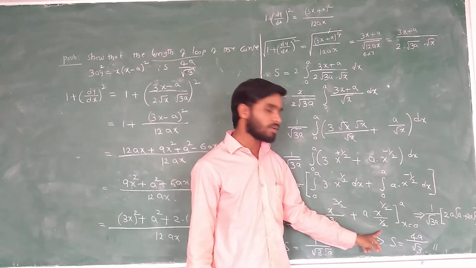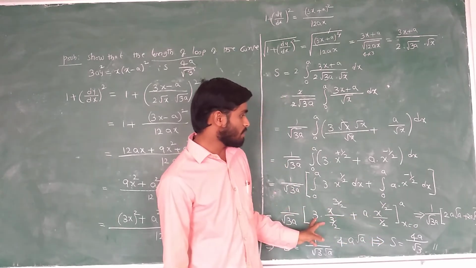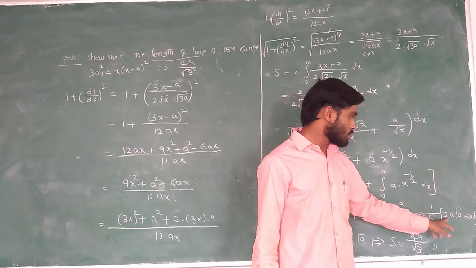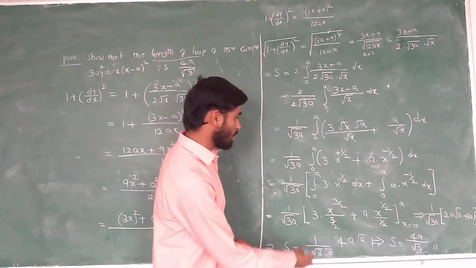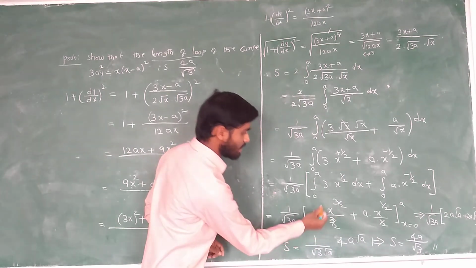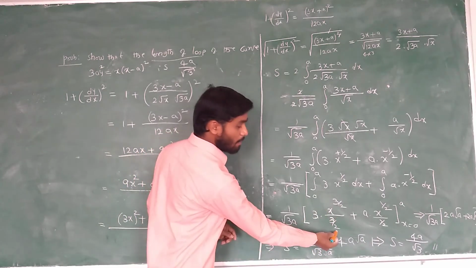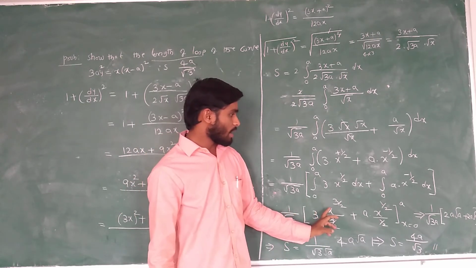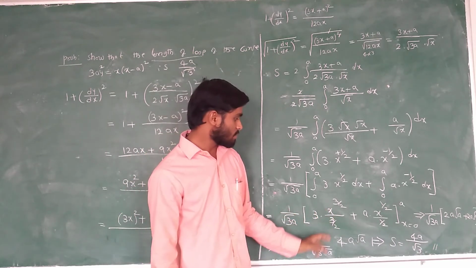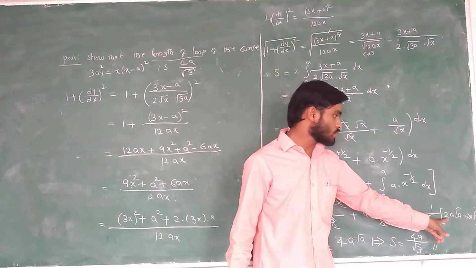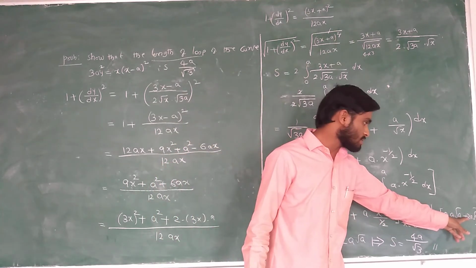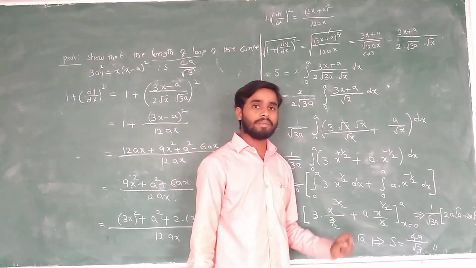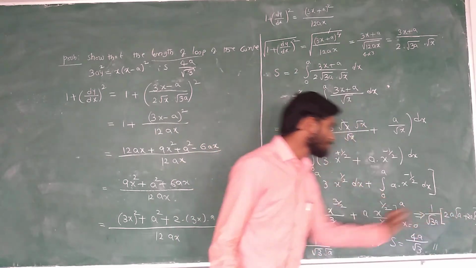Simplify this one, 1 by root 3a, and here 3 cancels. In the denominator 2 will be there, in the numerator that will be 2 times. If you substitute limits from 0 to a, you will get 2a root a plus here also 2a root a. If you substitute the upper limit and lower limit, you will get this one.